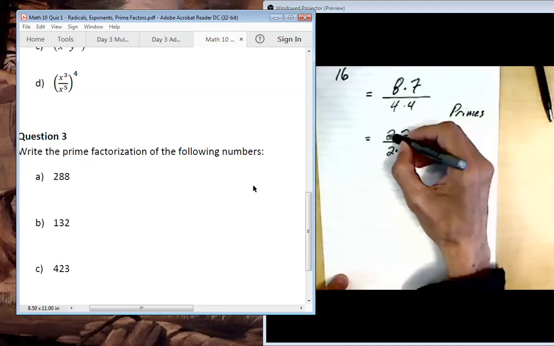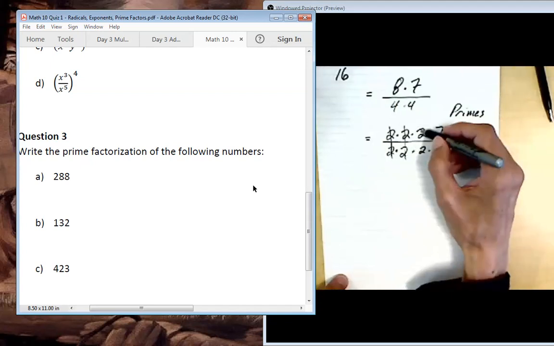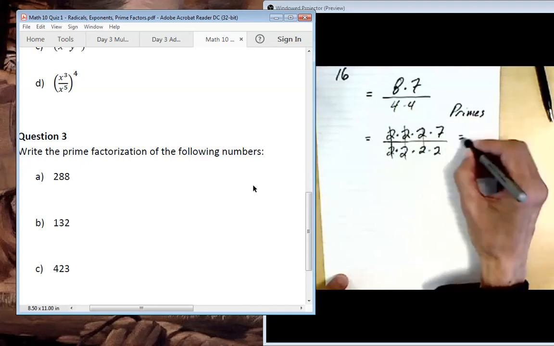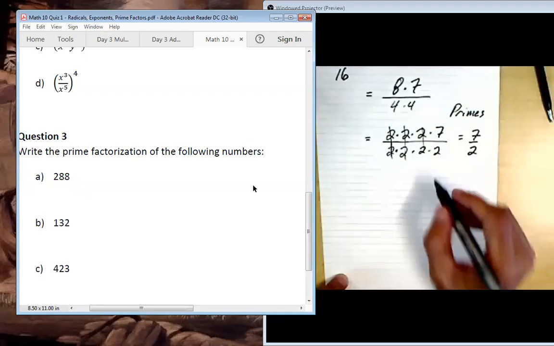What happens to these 2s? 2 divided by 2. 2 divided by 2. 2 divided by 2. Final answer? 7 over 2, right? Nice.